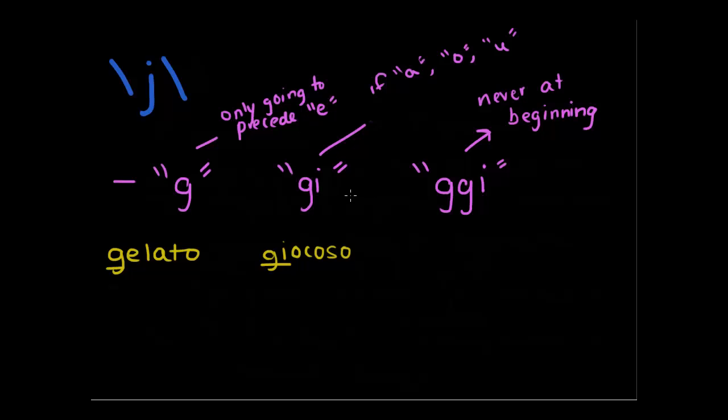If the J sound happens in the middle of words, DGI only has like 10 words. I think it's only like 10 words. Again, you can do the search on the CD-ROM. 10 words in the middle, so we don't have to worry about that too often. Example is villeggiatura.